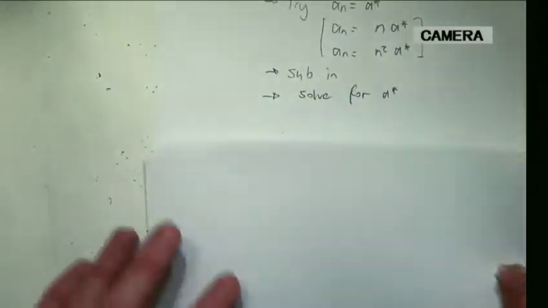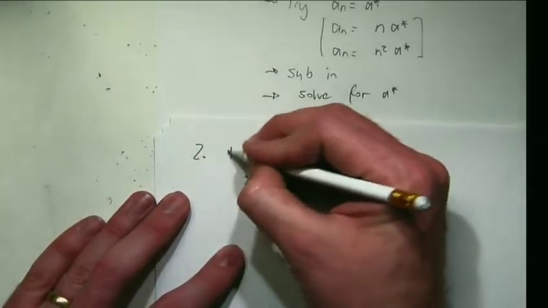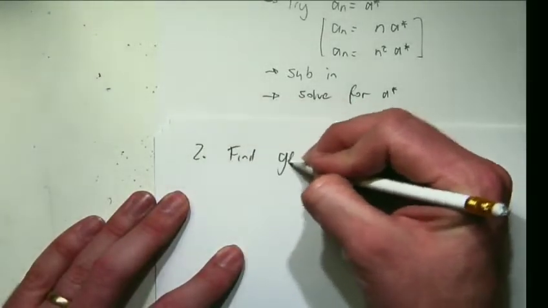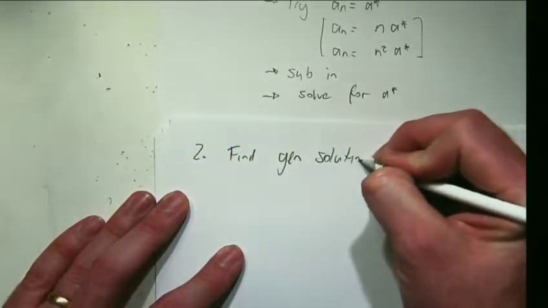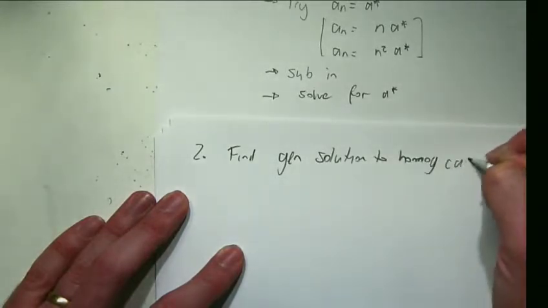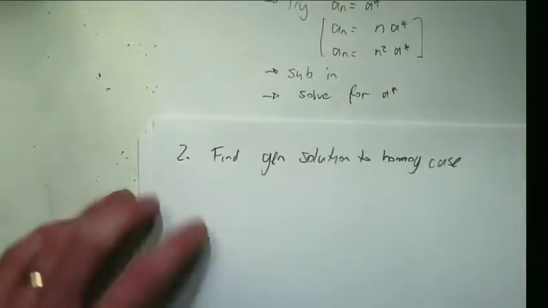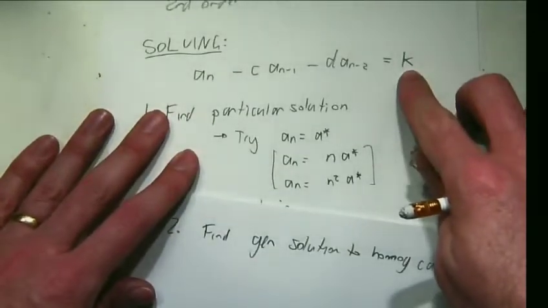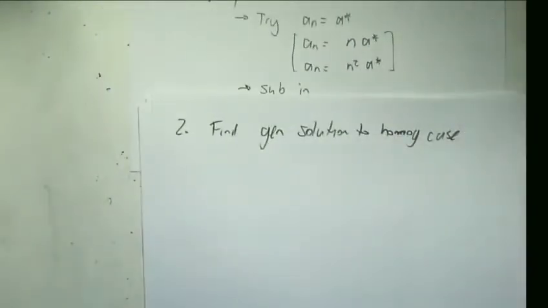And then part 2 is find the general solution to the homogeneous case. So in this case, what we're going to do is we're going to pretend that this is equal to 0, and we're going to solve that instead.